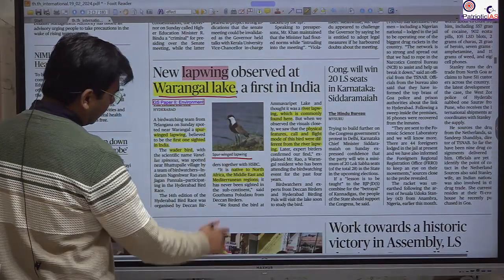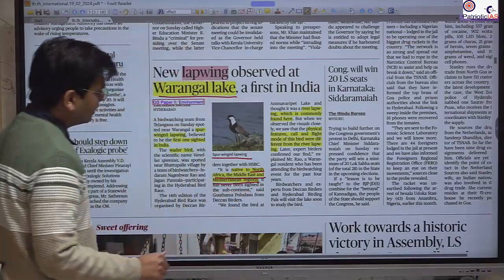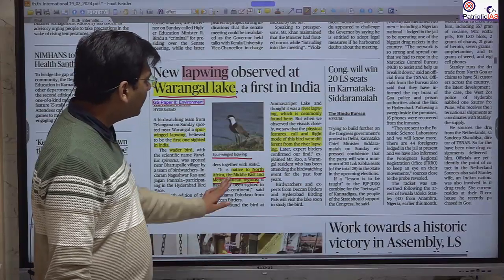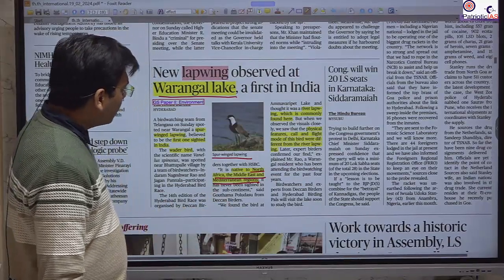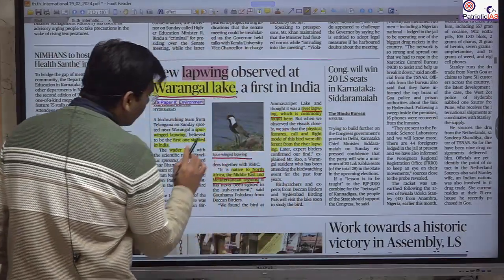So you should know they are native to North Africa, the Middle East and the Mediterranean region. This Middle East is West Asia; Americans call it the Middle East. Generally in India, the river lapwing is found, not the spur-winged lapwing.